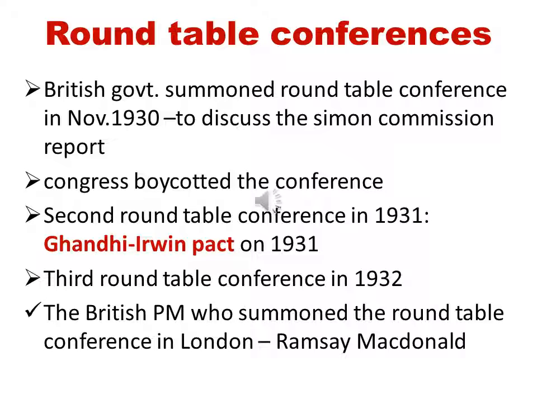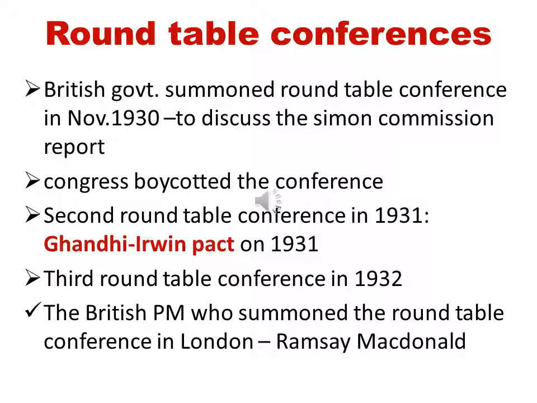When the civil disobedience movement was at its height, the British government summoned the Round Table Conference in November 1930 to discuss the Simon Commission report. The Congress boycotted the conference. The absence of Congress was felt by the government, and a second Round Table Conference was decided to be summoned. To negotiate an agreement with Congress, Lord Irwin, the Viceroy, talked with Gandhi. After a negotiation for 15 days, an agreement was signed by Gandhi and Irwin, which is generally known as the Gandhi-Irwin Pact, on 5th March 1931.